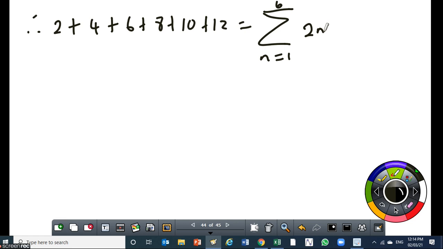Are you following? Yes, sir. So, if you want to understand the concept of the sigma notation, first you must become a guru of finding general terms of an arithmetic sequence and of a geometric sequence. Yes?